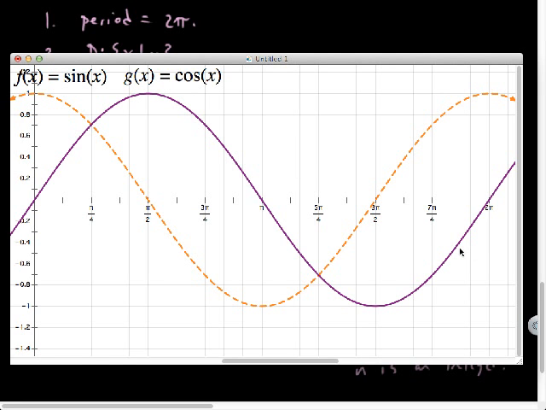All right, and these are periodic functions, right? And they're used to model all sorts of things in the real world. So they're actually very powerful. We'll be spending a lot of time on these for the rest of the chapter.